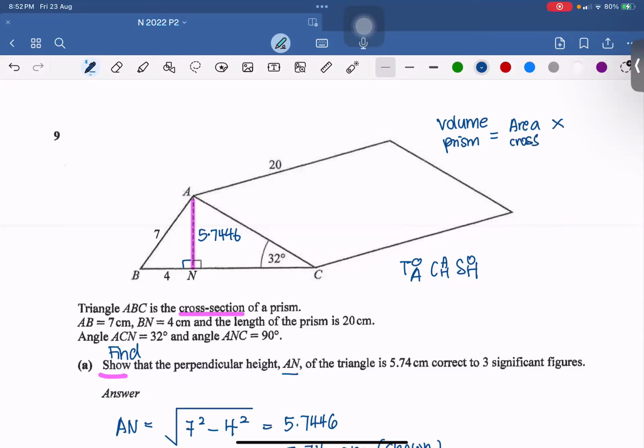In this case, why did I say half times base times height? Because it's what shape? Triangle. Then take the area of the triangle already. So then do what to it? Multiply by what? 20. Yes, the length, right? So technically, you were saying half times base times height. I found the height AN. What do you think they will need me to find? BC. I will need to find the whole base. But before I find the whole base, I need to find NC, correct?